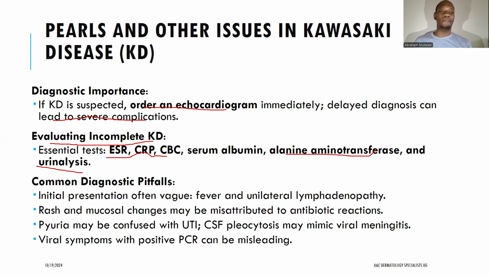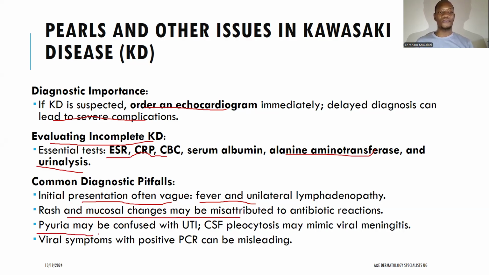Then the common pitfalls when you're making a diagnosis: in some patients, the initial presentation can be very vague, whereby someone just has fever and unilateral lymphadenopathy without the rash or conjunctival injection. So that can even delay the diagnosis. And sometimes the rash and mucosal changes may be misinterpreted as other dermatoses like antibiotic reactions, drug reactions, or other viral exanthems like measles. So before the child is diagnosed with Kawasaki, they may have seen maybe 5 different doctors.